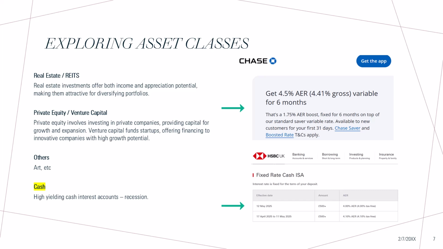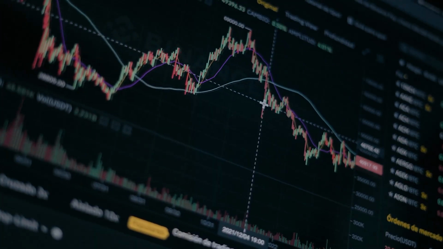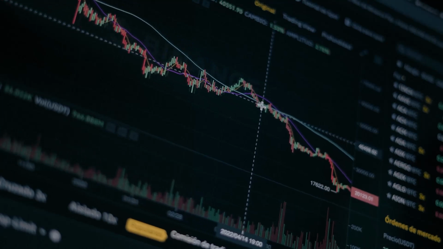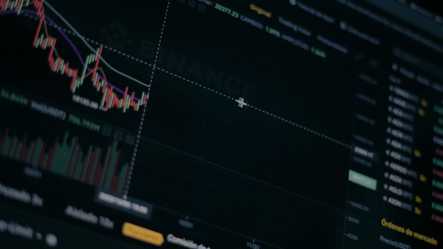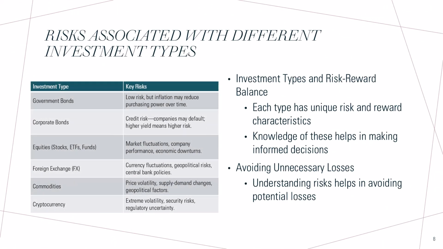Cash is an excellent choice in a recession. You can find some amazing deals here, with over 4% from JP Morgan Chase in the US. UK's HSBC also offers an attractive rate. Investments carry different levels of risk. Here's a breakdown, from the safest bonds to more volatile investments.